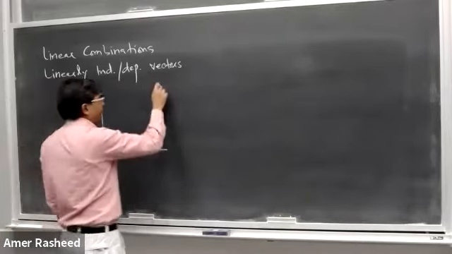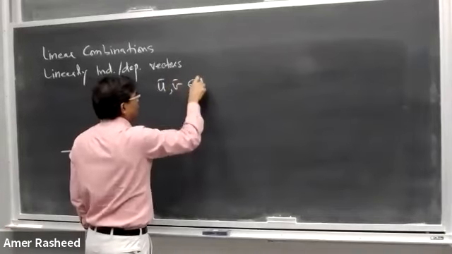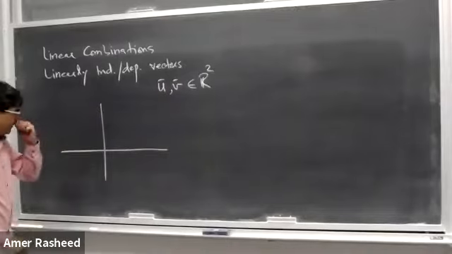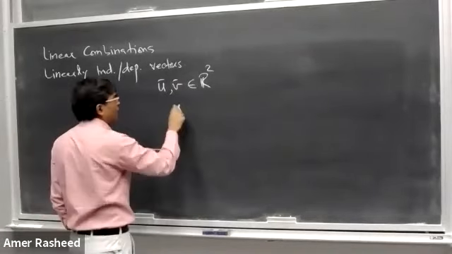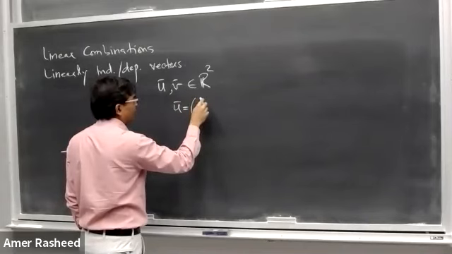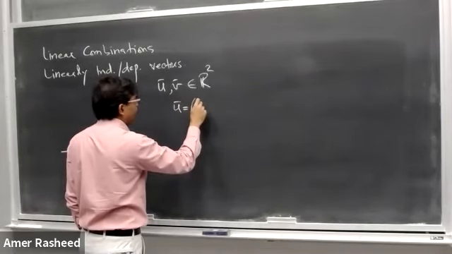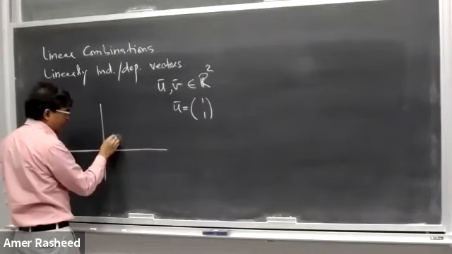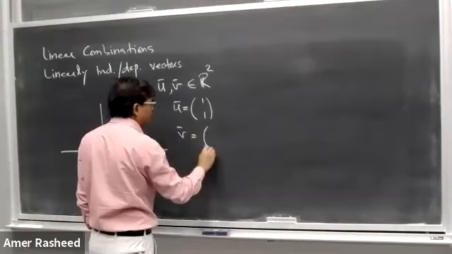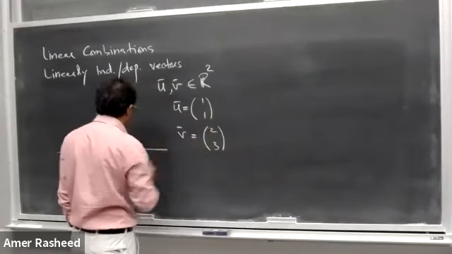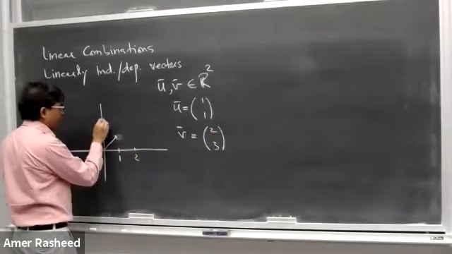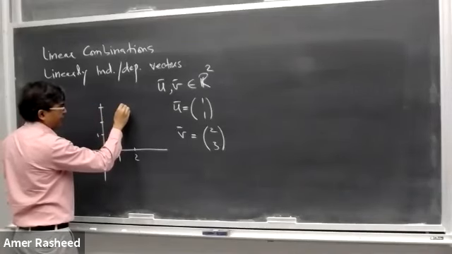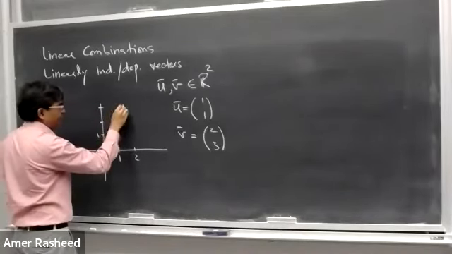For example, if we have any two vectors in, maybe, R2, okay? So a vector U, maybe (1, 1), okay? This vector is this one, from 1 to 1. The V vector is maybe 2, 3, okay? This one is maybe somewhere here.